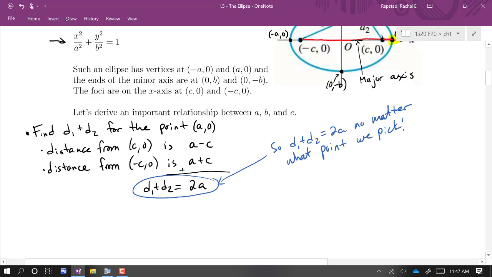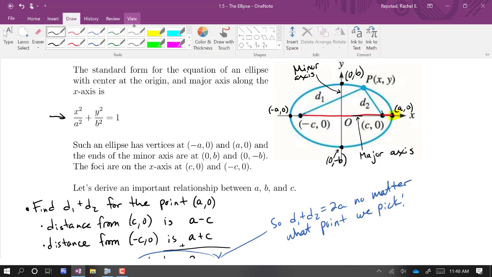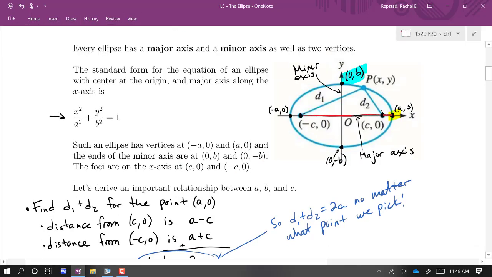All right, let's do this again. Let's go through this process. Let's find D1 plus D2 for the point, and I'll pick the end of the minor axis up here, the point (0, b).